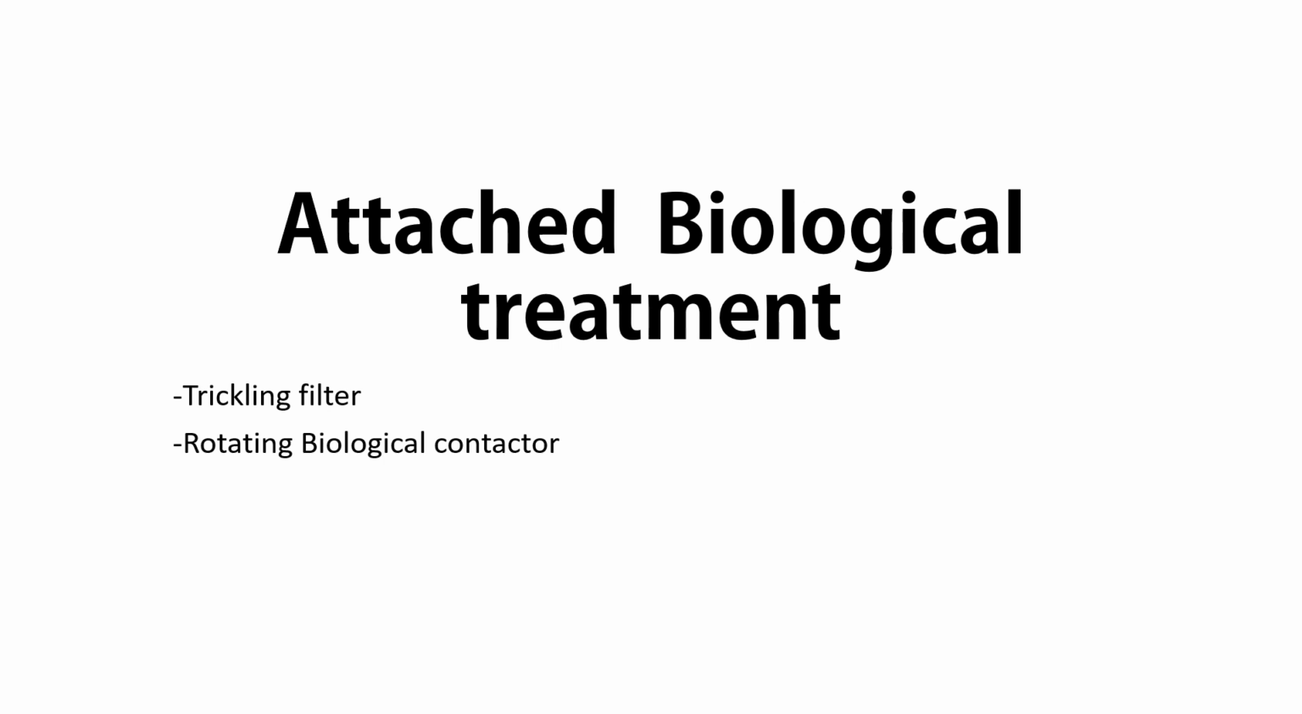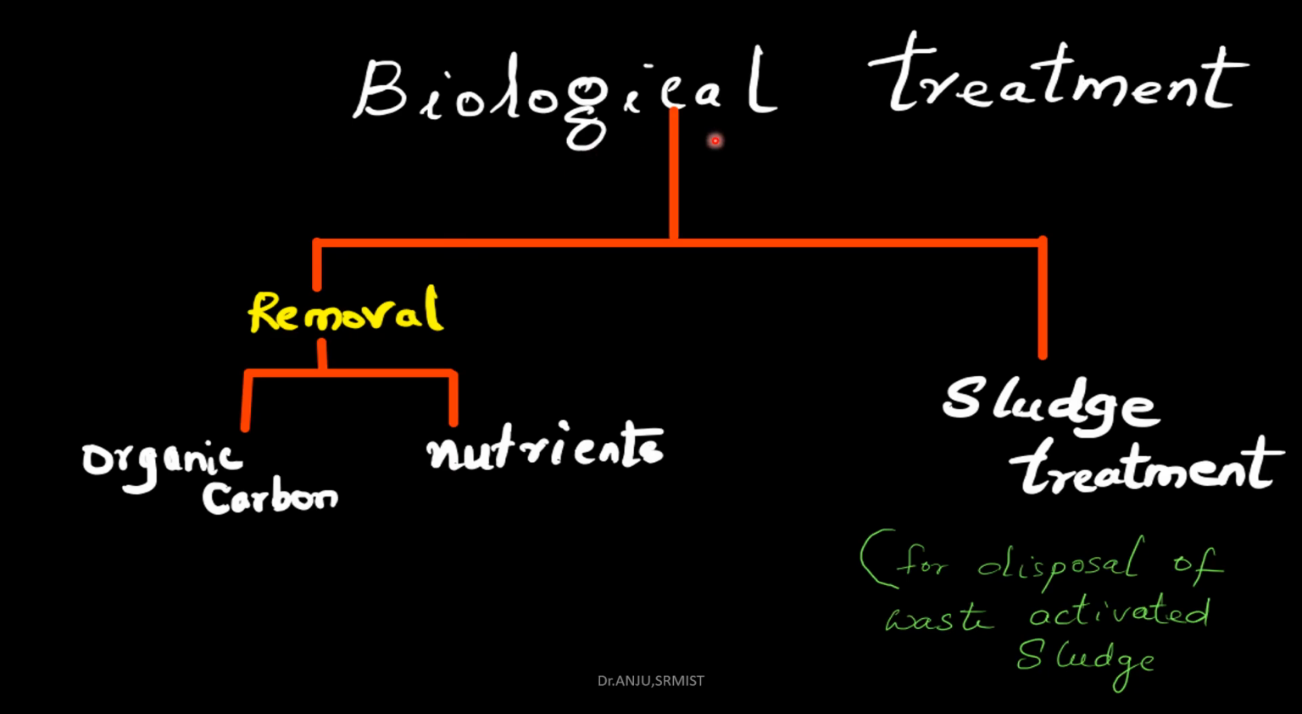In this session, we will talk about the attached biological treatment, which involves the trickling filter process and the rotating biological contactor. Biological treatment is mainly carried out for removal of organic carbon material in the wastewater and to remove nutrients such as nitrogen and phosphorus from the wastewater. The second main purpose is to treat the sludge, that is, treat the waste activated sludge for disposal.